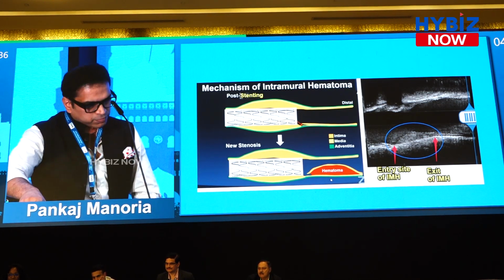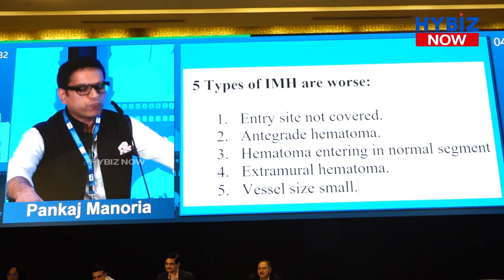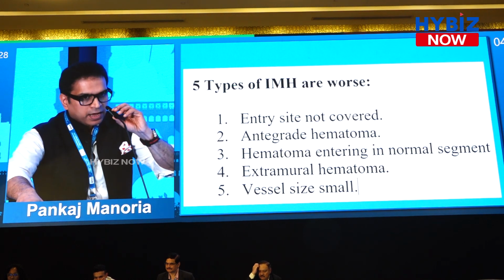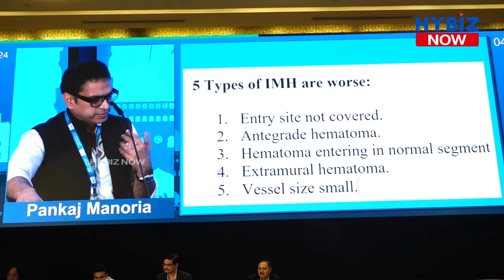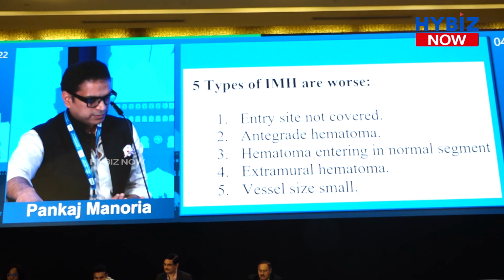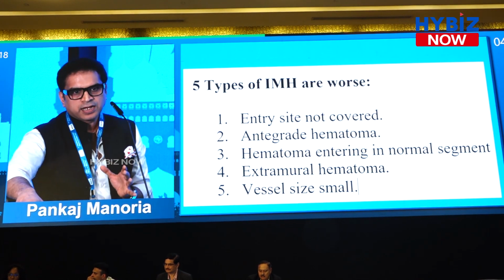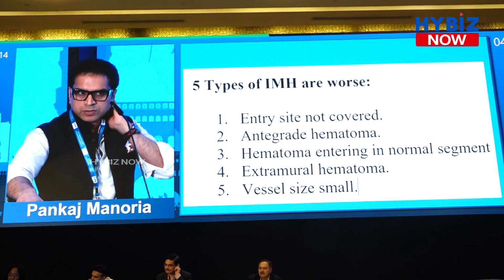Also, not all IMH are worse. There are 5 types of IMH which are worse: IMH in which entry sites are not covered, all antegrade hematomas, entry in normal segments, extramural hematomas, or when the vessel size is small. These are the worst types of IMH, and they need stenting to cover them, to prevent vessel closure.